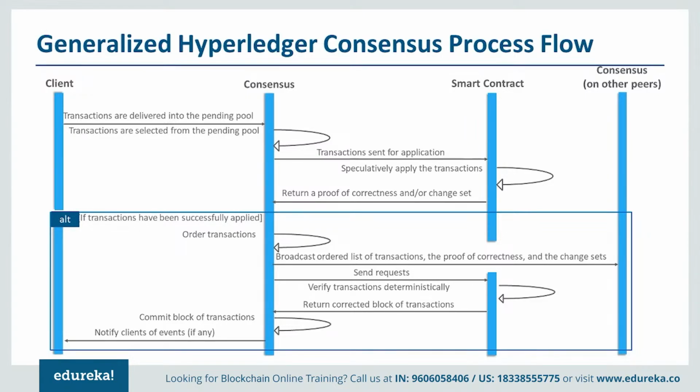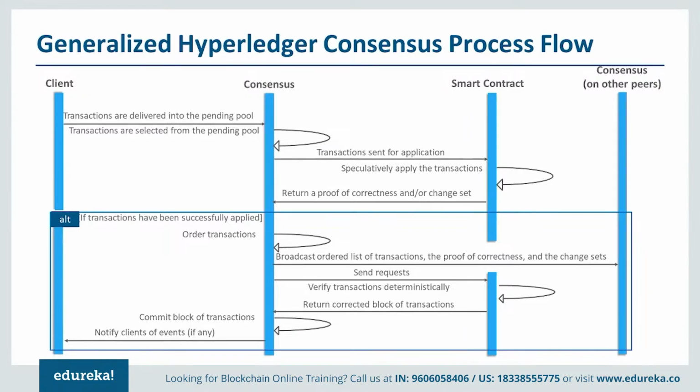return back with the proof of correctness, whether the transaction is correct or not and what all data needs to be written. It will give it back to the client and the client will again broadcast the ordered list of transactions through the ordering services. So it will give it to the ordering service and the ordering service will order the list of transactions along with the proof of correctness and the change set to the other peers.